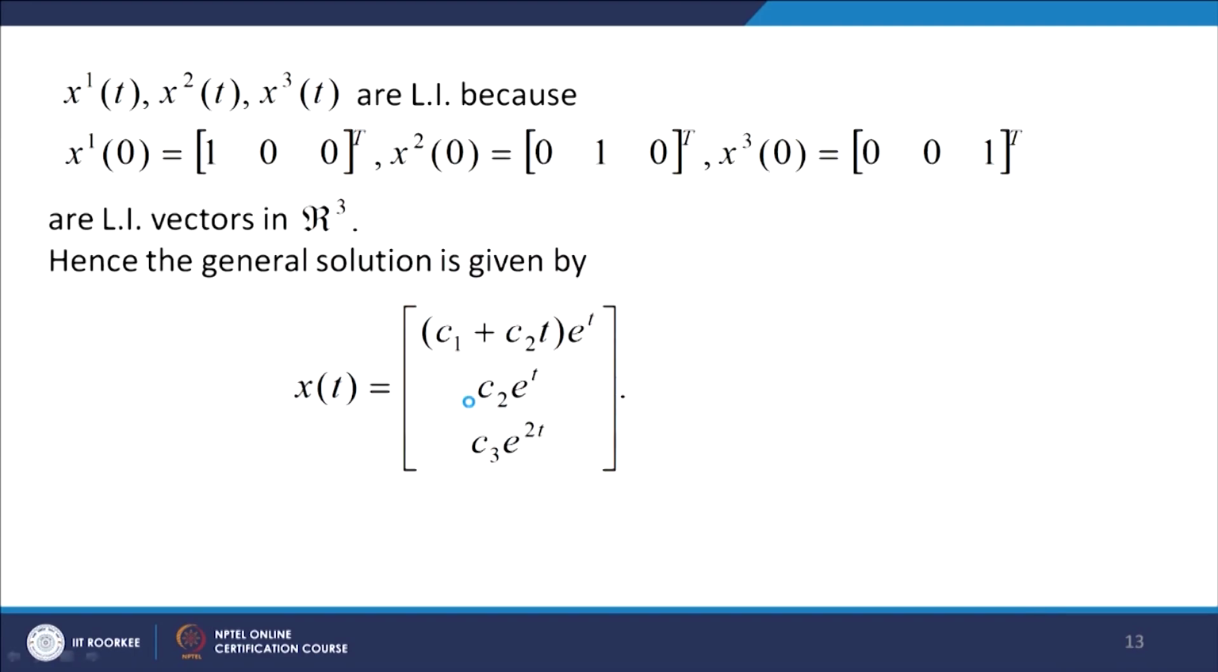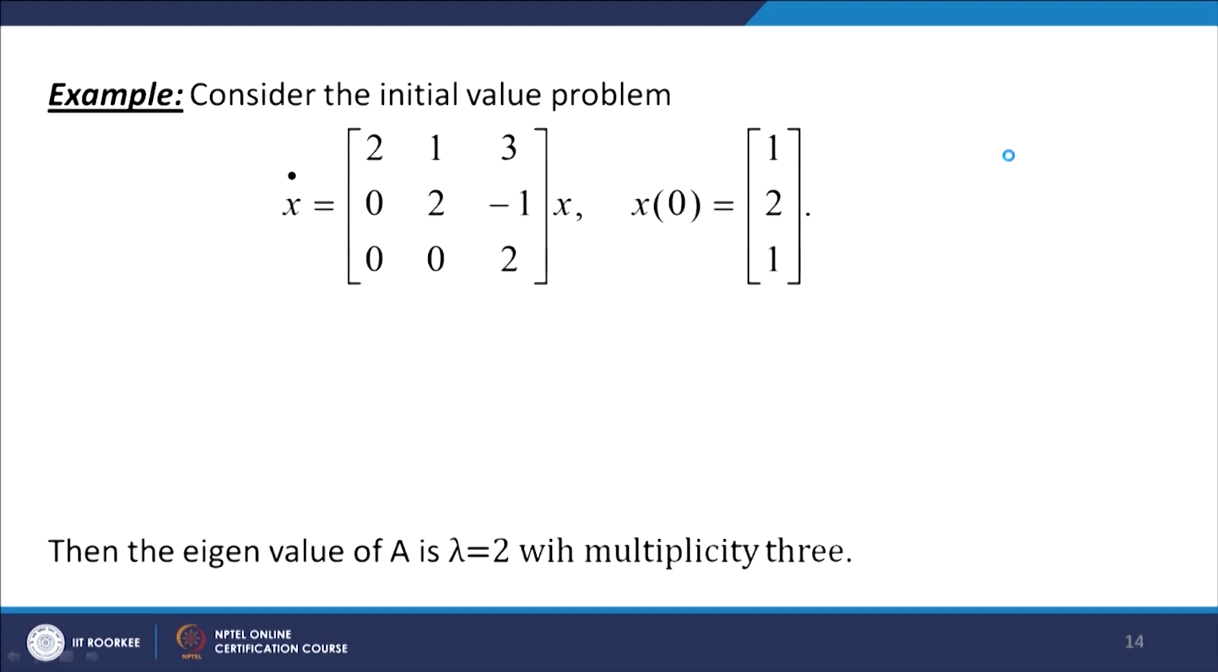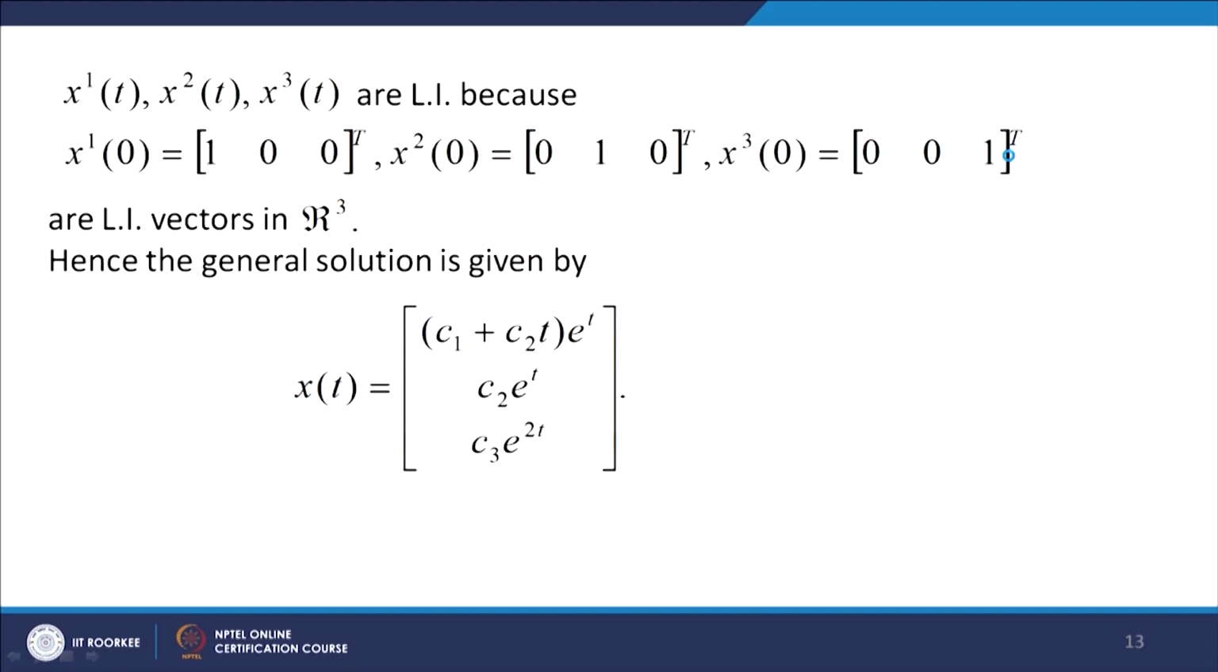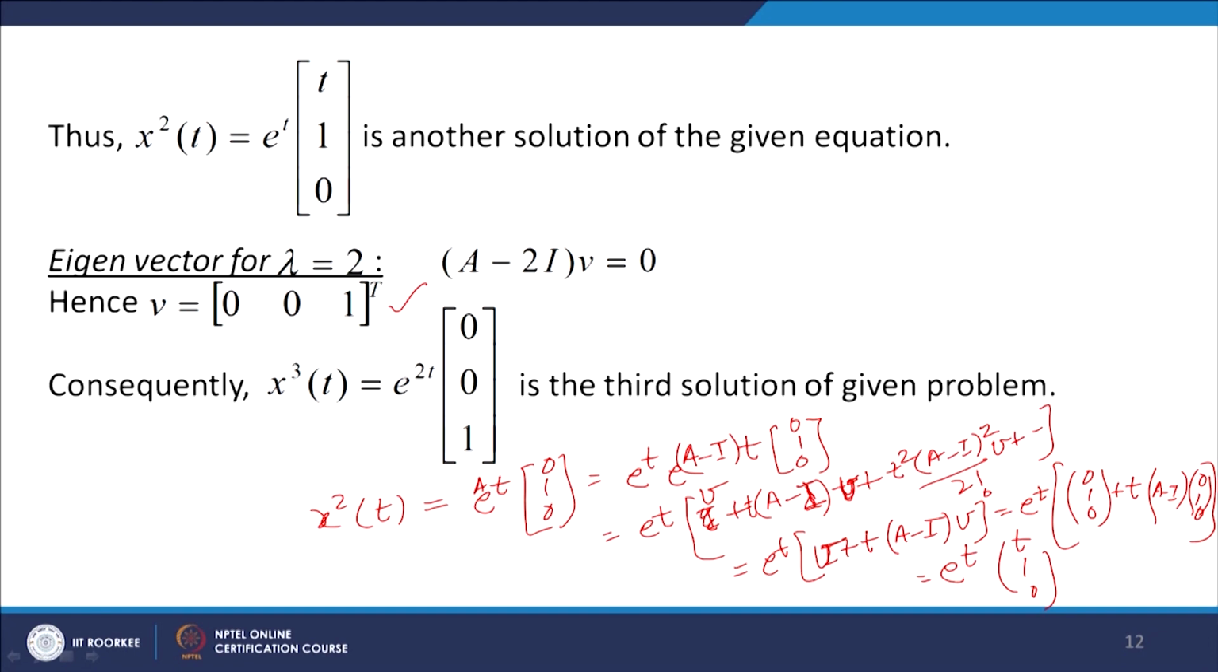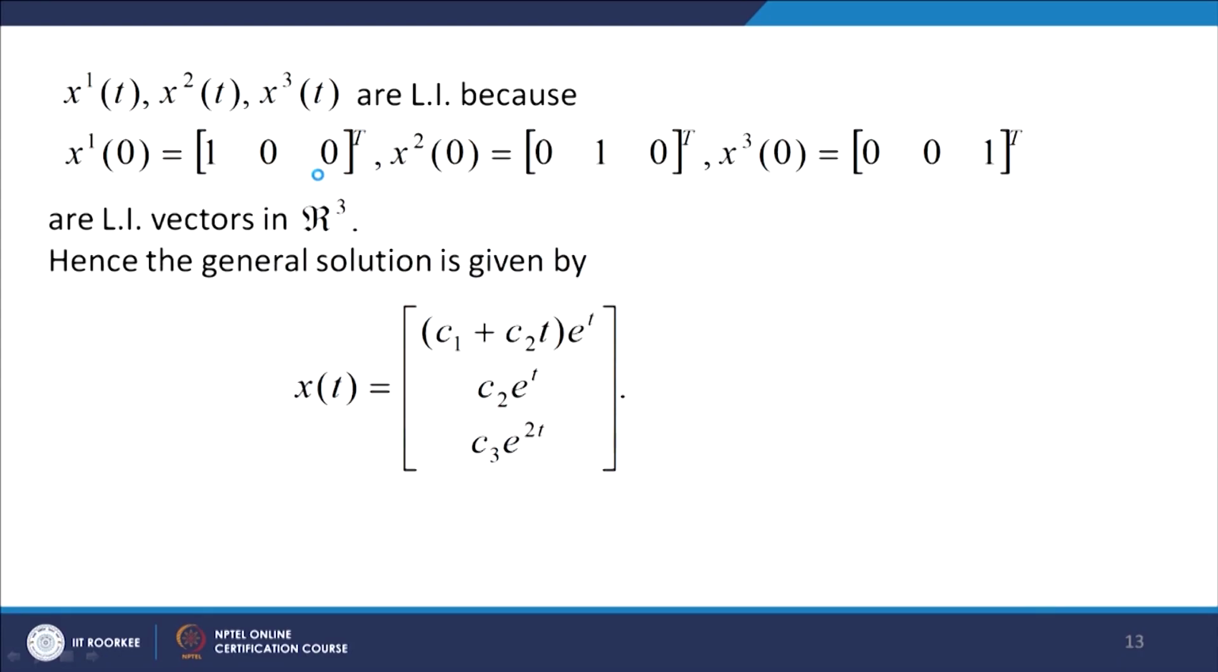How are they linearly independent? See, x1(t), x2(t), x3(t) are linearly independent because x1(0) is (1, 0, 0), x2(0) is (0, 1, 0), and x3(0) is (0, 0, 1). So, these 3 vectors are linearly independent vectors in R cube, and therefore x1(t), x2(t), x3(t) are linearly independent.